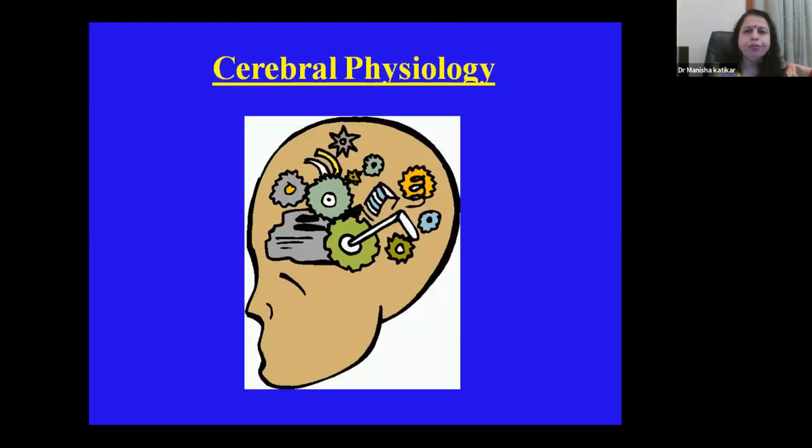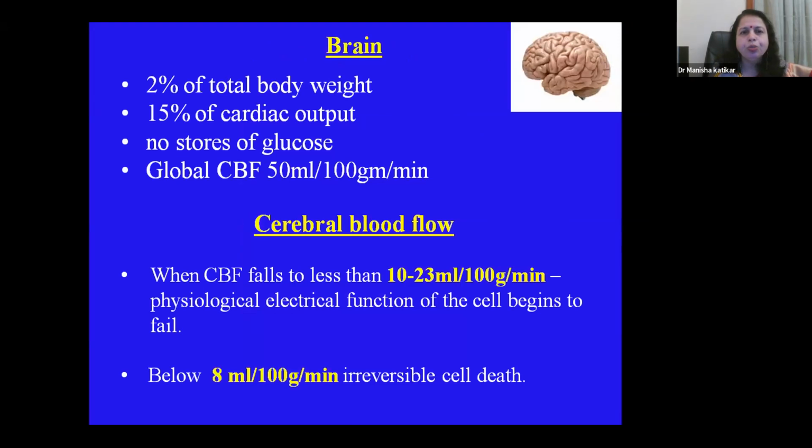Before going into the depth of tips and tricks related to neuroanesthesia practice, we'll just refresh our knowledge of cerebral physiology. You all know that the brain constitutes about 2% of total body weight. It gets 15% of cardiac output. There are no stores of glucose, and the global cerebral blood flow is around 50 ml per 100 gram per minute. If the cerebral blood flow falls to less than 10 to 23 ml per 100 gram per minute, signs of cerebral ischemia will develop and neuronal damage may occur. If it falls below 8 ml per 100 gram per minute, irreversible neuronal cell death may occur.